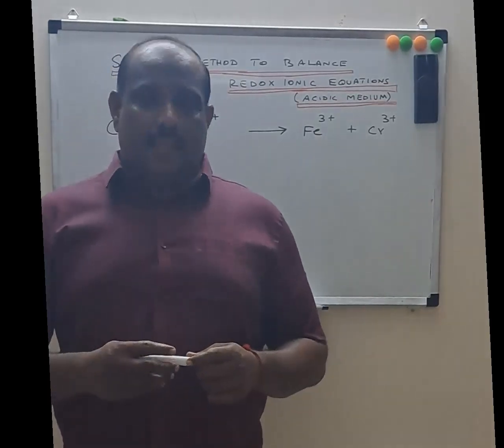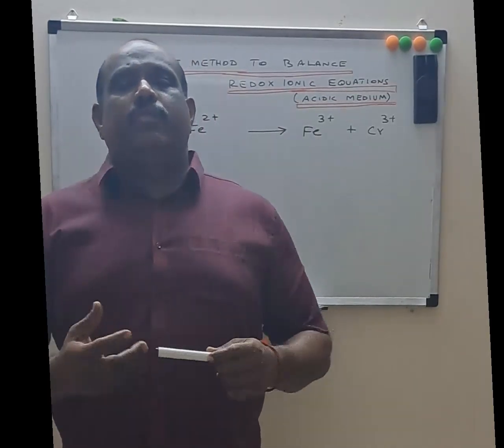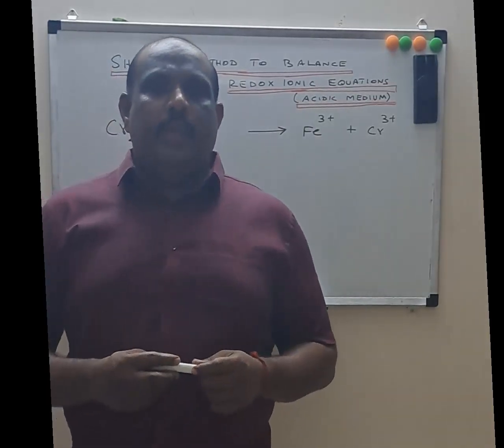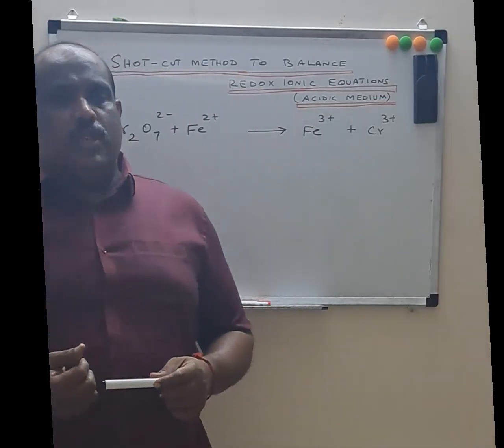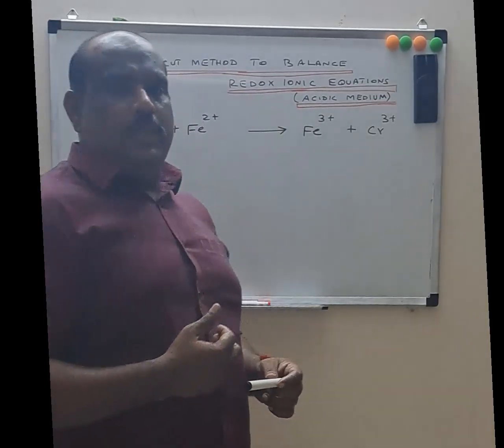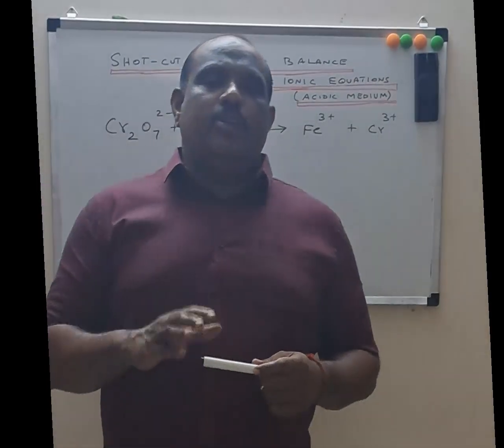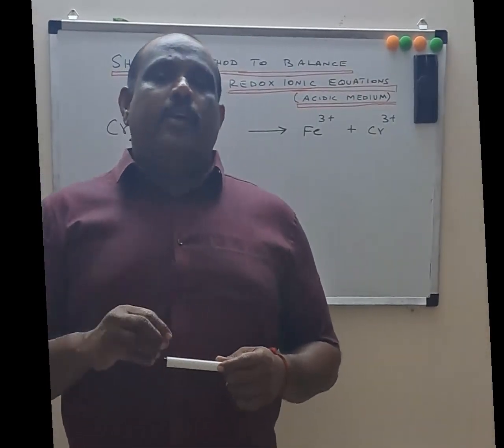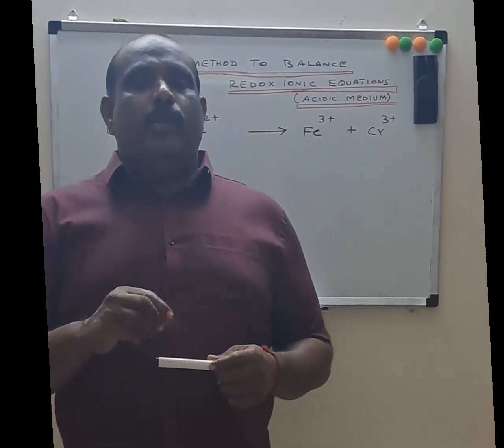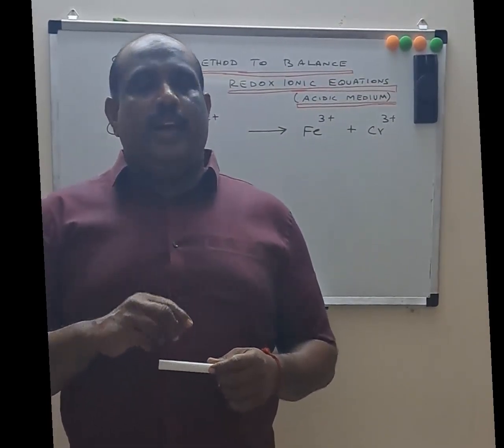It is somewhat lengthier, but if you want to do it very fast in a shorter time, we will go with this approach. It's a shortcut method. The first step is the same, that is we have to find the ion of each and every molecule or atom involved in the ionic equation.